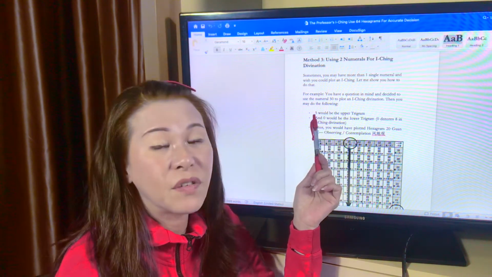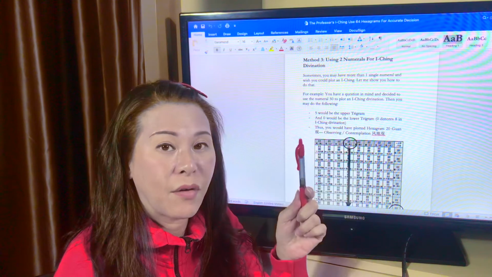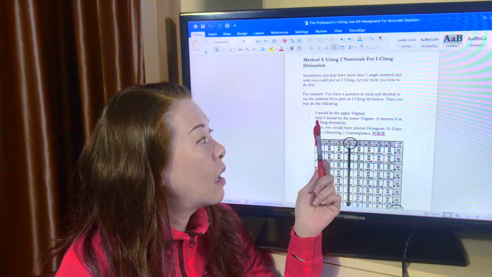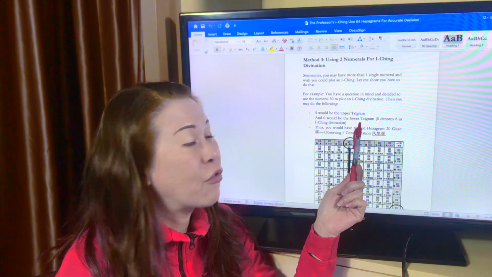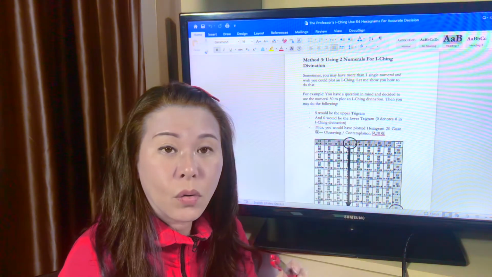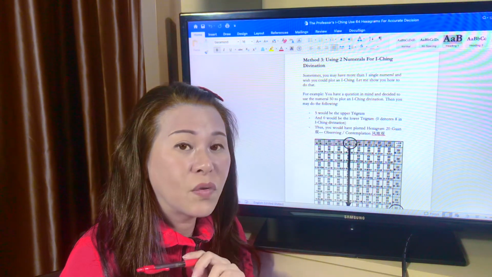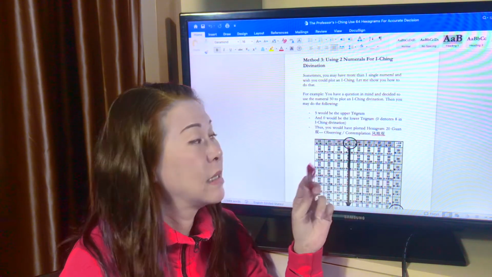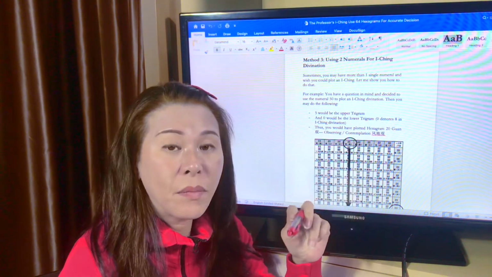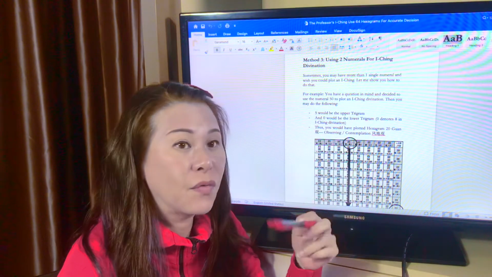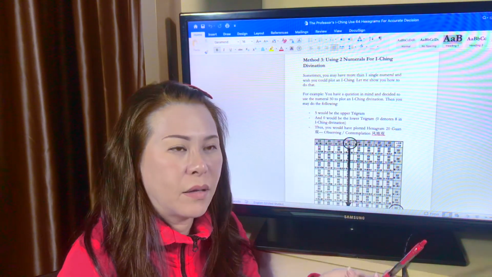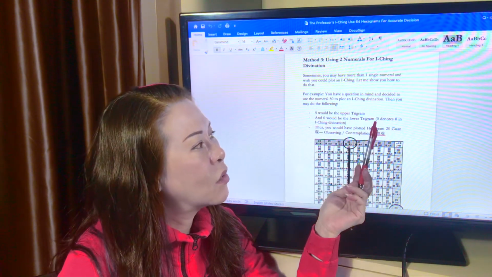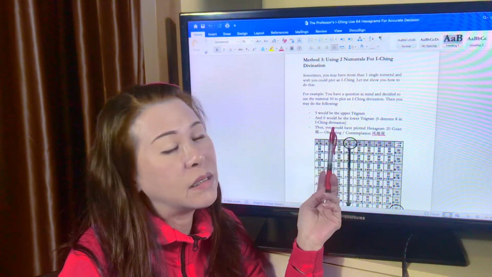So 50: 5 would be the upper trigram, and 0 would be the lower trigram. But take note, in I-Ching we have no 0, right? So the 0 will denote 8. It will not denote 1, because 1 already has its own trigram: 1, 2, 3, 4, 5, 6, 7, 8 trigrams. So 0 would denote 8 in I-Ching divination.